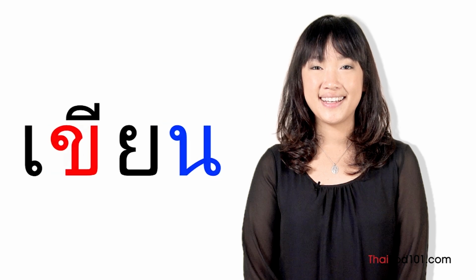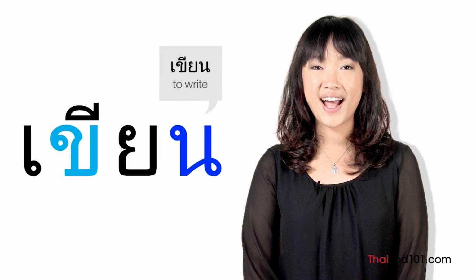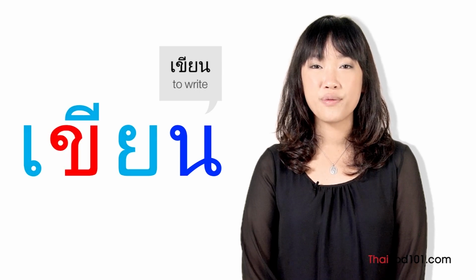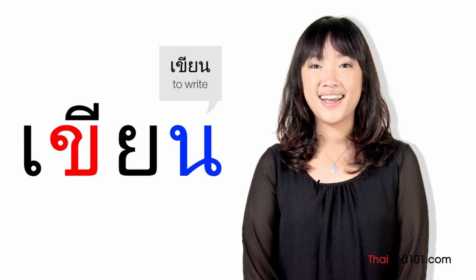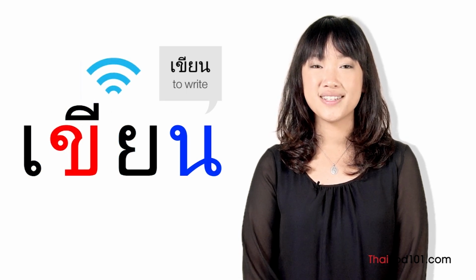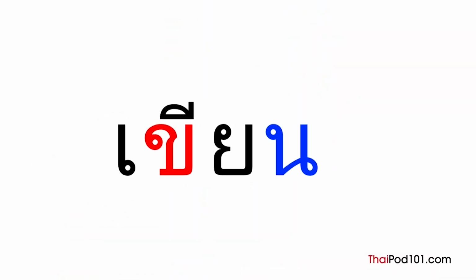We can use sara-ia to write the word เขียน which means to write. เขียน has ขอไข่ as the initial consonant. ขอไข่ is surrounded on three sides by the parts making up the vowel sound สระเอีย and then it has นอหนู as the final consonant. เขียน is said with a rising tone because it has a high-class consonant and a live syllable ending. Let's write เขียน together.